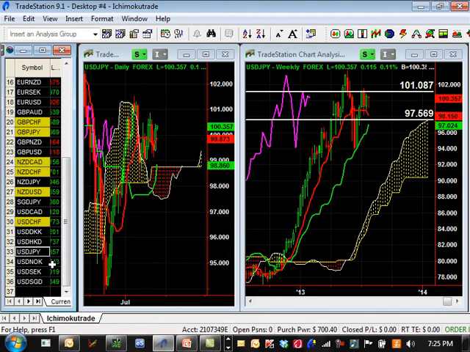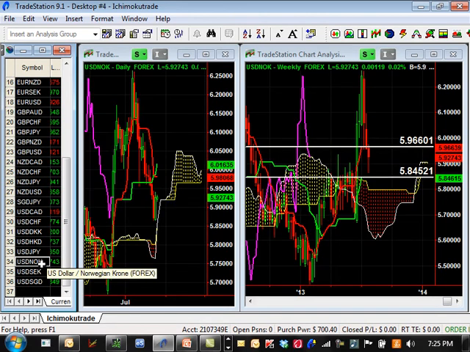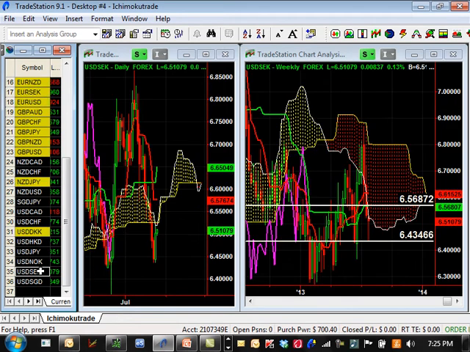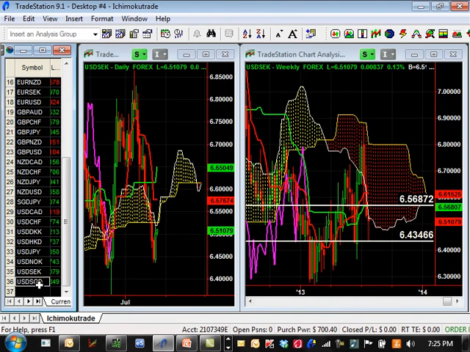Here, US Yen is ranging between 97.56 and 101.808. Well, getting tired just talking about it. US NOK is ranging between 84.52 and 96.60. Nothing exciting there. Same thing here.